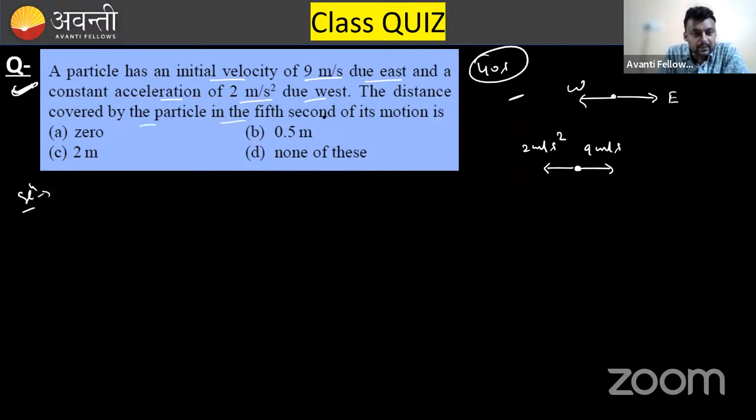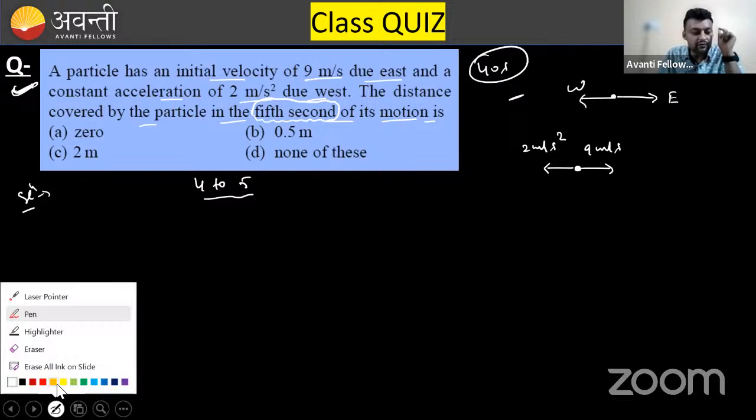The distance covered by the particle in the fifth second of its motion. Now, when they are talking about fifth second, what does it mean? They are talking about 4 to 5 seconds. Fifth second is after completion of fourth to 5. The distance we need to calculate during this time period only. Now, as soon as I see there is a retardation type of concept, first thing that will come to my mind, after how much time the particle will stop.